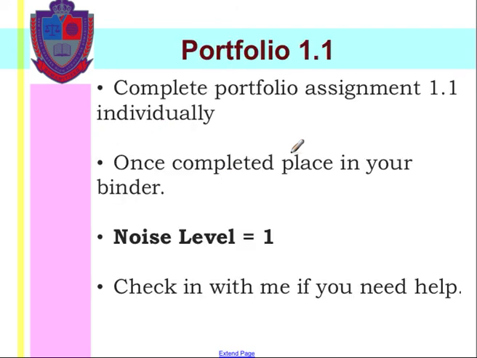What you're going to do now is start working on portfolio 1.1. Once you complete it, actually, I need you to hold on to it in your binder. The UMKit binder should be coming hopefully this week, and we'll be able to organize our work. Keep it at a level 1. Please check it with me in the back if you need any help.